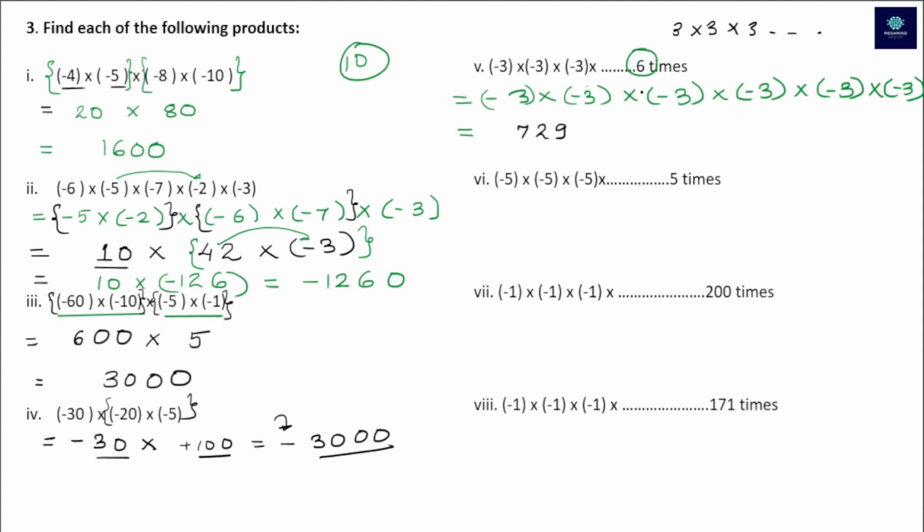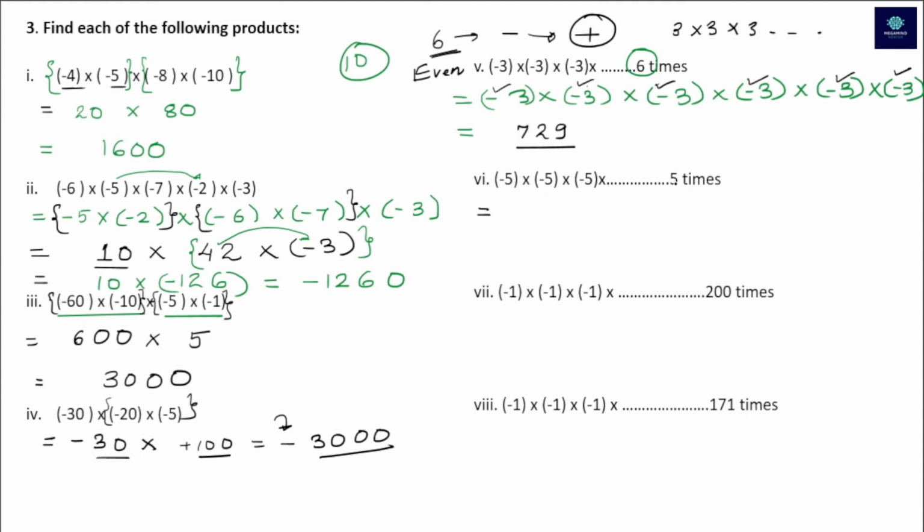So you can see here that we have minus sign for even number of times. It means let us count how many minus signs do we have. So we have 1, 2, 3, 4, 5 and 6. So we have 6 times minus sign and 6 is an even number. So always remember if you have even number of minus signs then your answer will always be positive. Okay. So your result will always be positive. So here 729 will be a positive number.